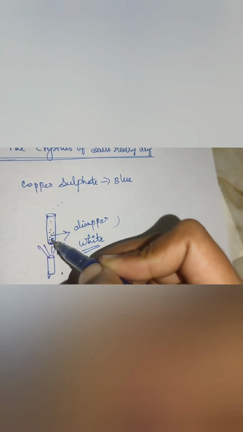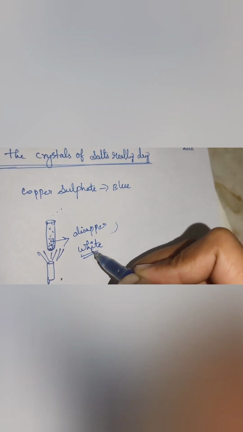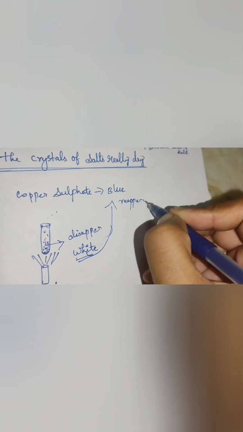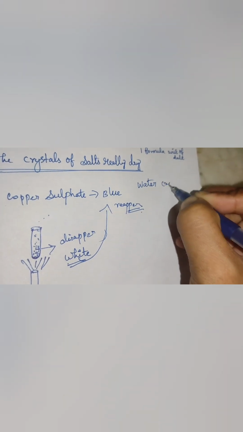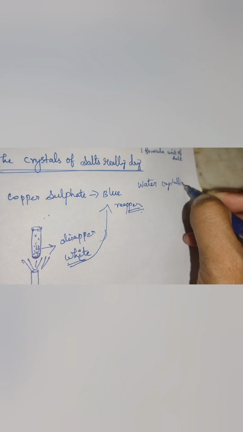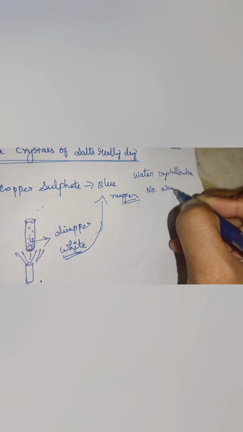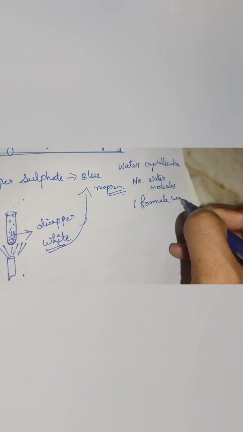Again I put some water drops inside this test tube. When the crystal absorbs that water, the white color becomes blue again. The blue color reappears. So the water of crystallization is defined as the number of water molecules present in one formula unit of a salt.